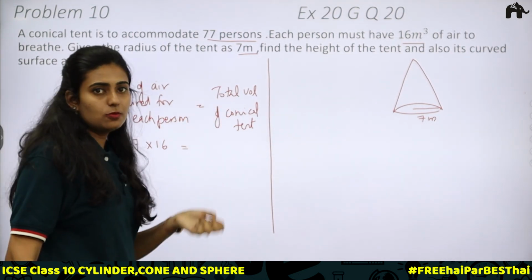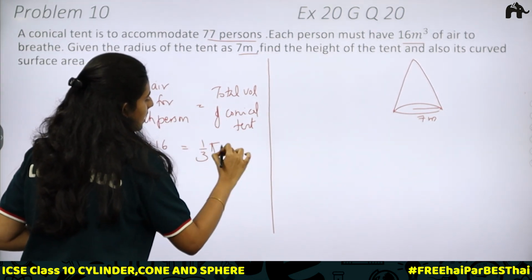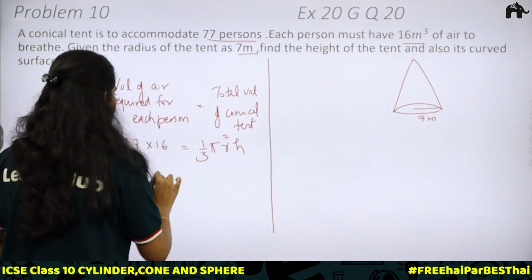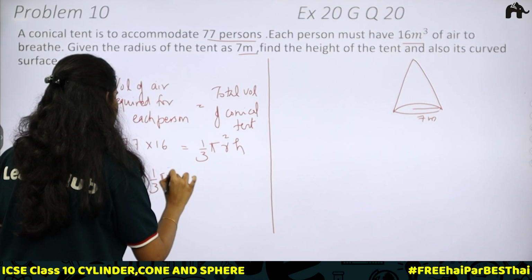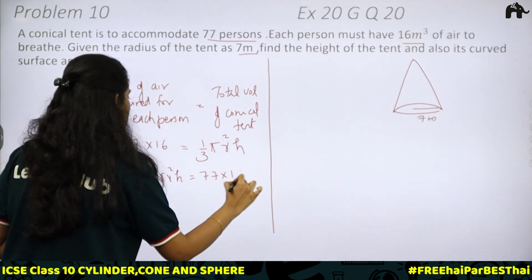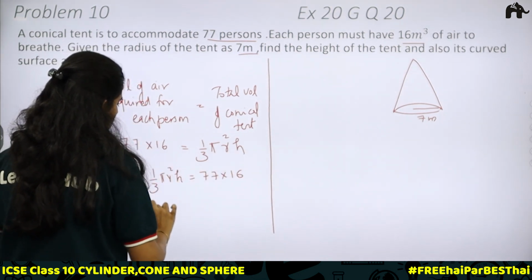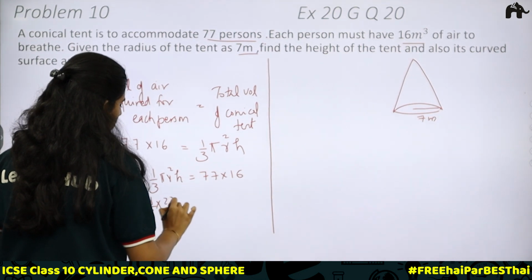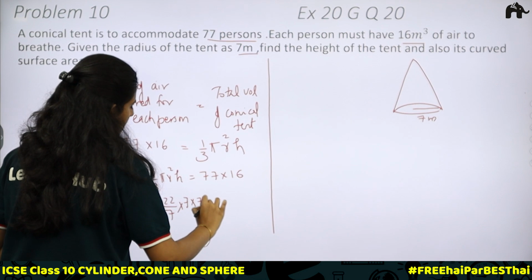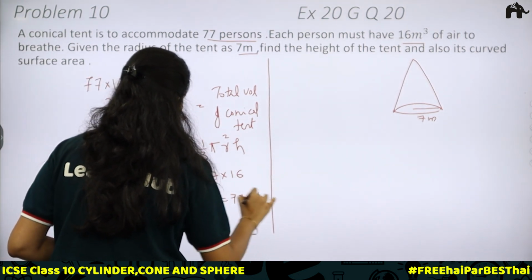How to find volume of cone? Volume of cone is 1 by 3 pi r square h. We need the h value. 1 by 3 pi r square h is equal to 77 into 16. Okay. Then put the values 1 by 3 into 22 by 7, radius is 7, 7 into 7 into height is equal to 77 into 16.